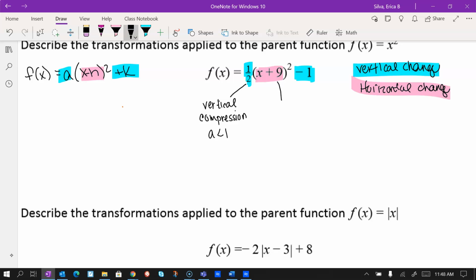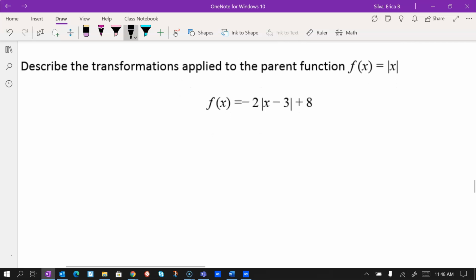This one here, we have a horizontal change, which means it's going left and right. Remember that x lies, so your h is really -9, which means it goes left 9 units. This one is a vertical change, which means my k is equal to -1, and that means we are going down 1 unit.